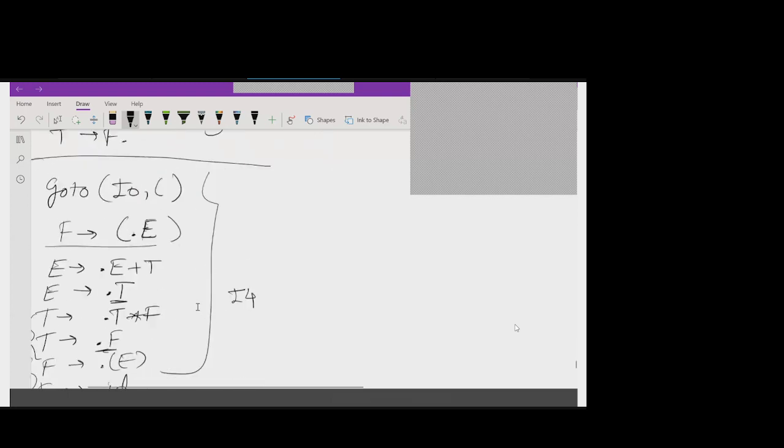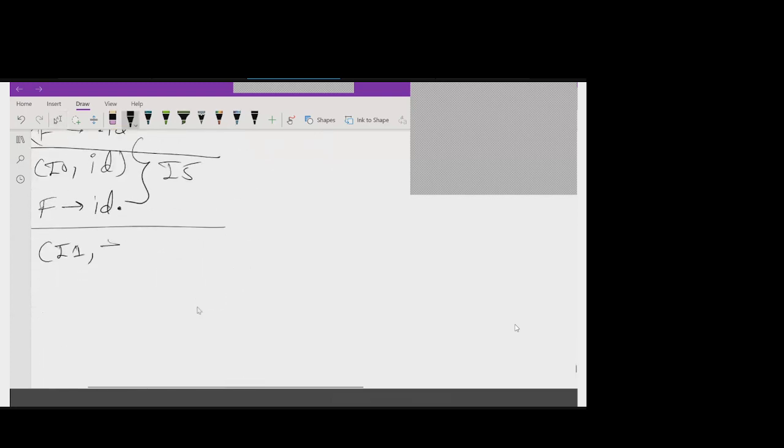So यहाँ पे आप क्या लिखोगे? I1 comma plus. So what would be the next thing? So your production will be E gives E plus dot T. अभी यहाँ पे डॉट के बाद क्या है? T. So you have to include productions of T also. So it would be again same thing. T gives T cross F. T gives F.